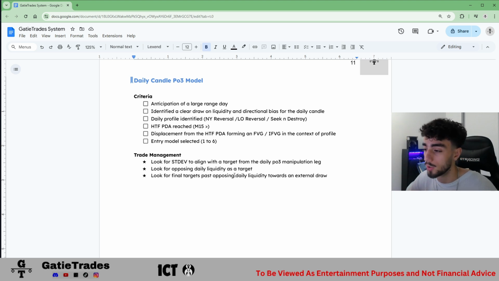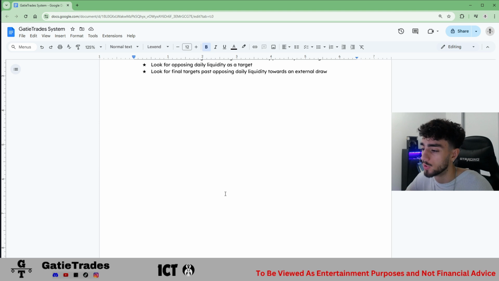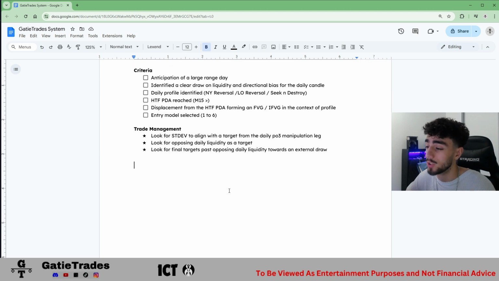You can hold on that trade to where the daily liquidity is, and you can also look for final targets past the daily liquidity, because the daily liquidity is like the minimum that's going to be met. So it's a very good model in terms of risk to reward, and it's really good for your P&L curve.